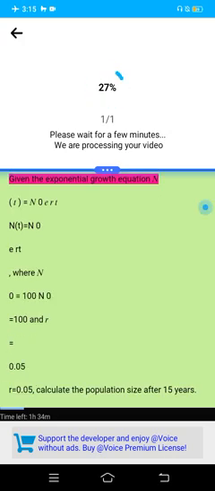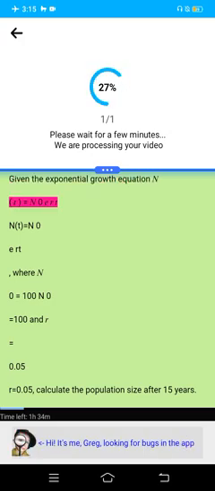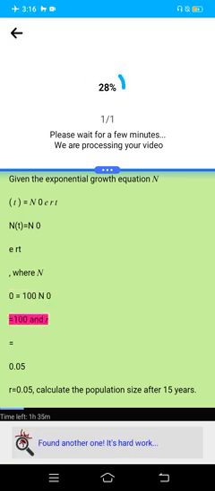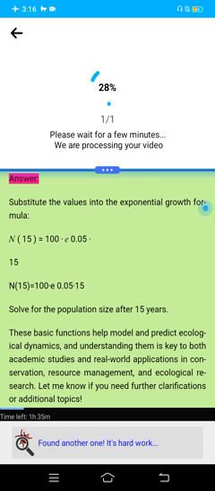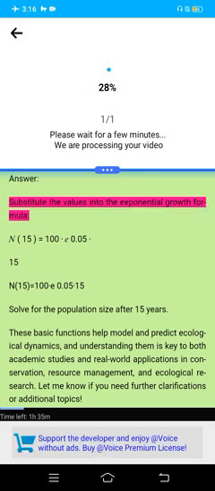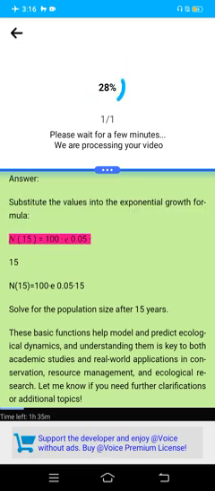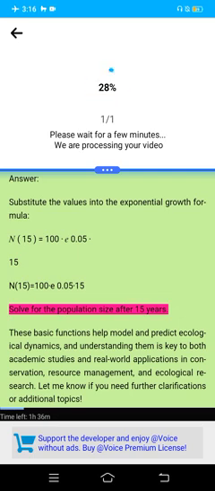Q3. Given the exponential growth equation Nt equals N0 e to the RT, where N0 equals 100 and R equals 0.05, calculate the population size after 15 years. Answer. Substitute the values into the exponential growth formula. N15 equals 100 times e to the 0.05 times 15. Solve for the population size after 15 years.